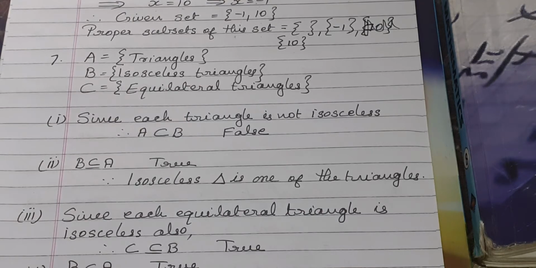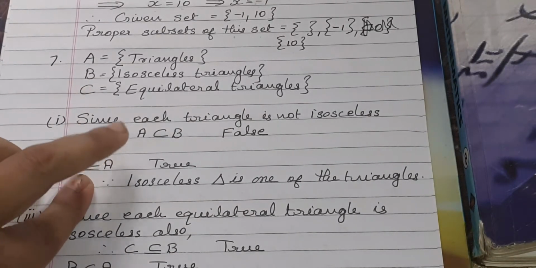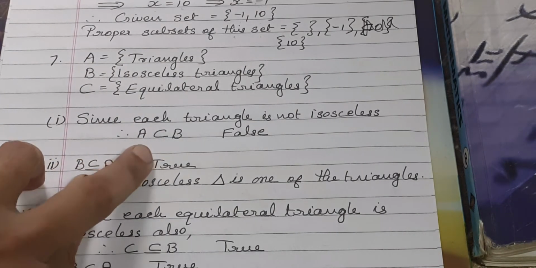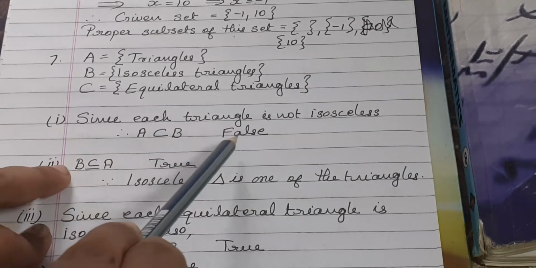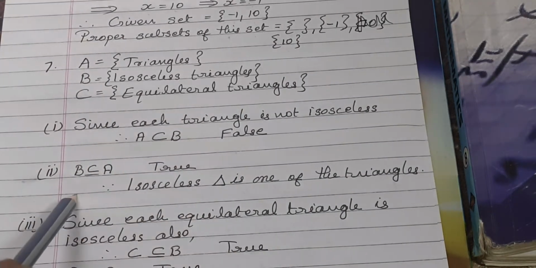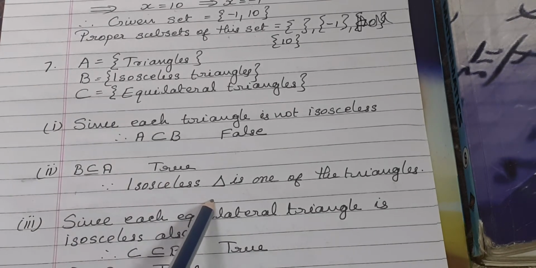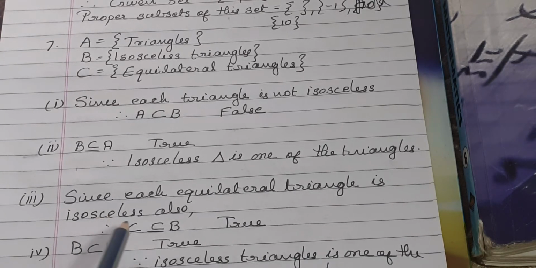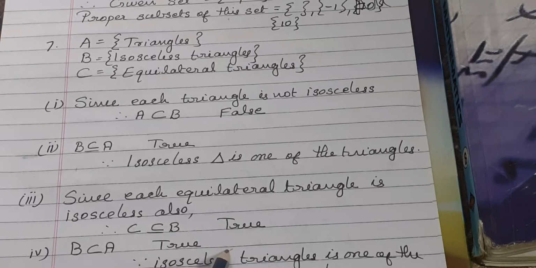here set B is isosceles triangles only. Since each triangle is not isosceles, therefore A is not a subset of B. Like that only we can say. Here it is given that A is a subset of B, which means it is false. Then the second statement, B subset of A, is true because an isosceles triangle is one of the triangles itself. Then the third one, since each equilateral triangle is isosceles also, C subset of B is true.